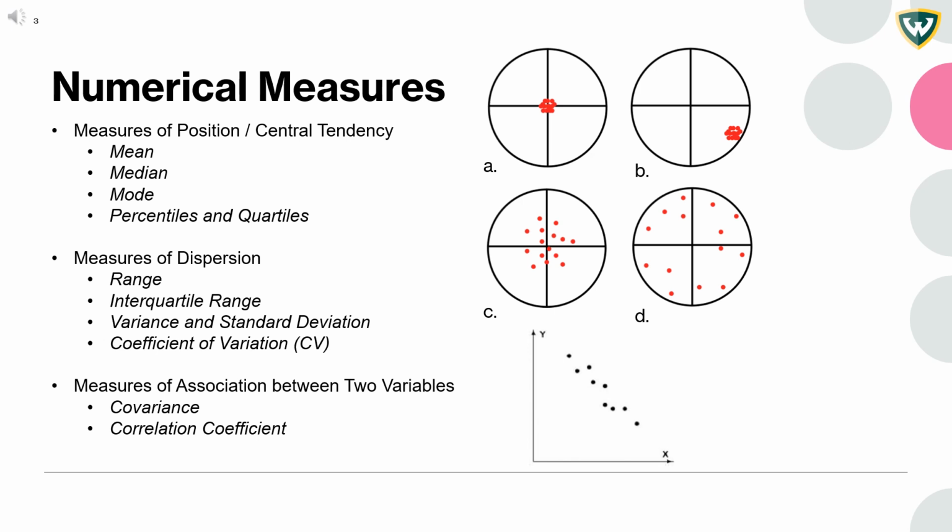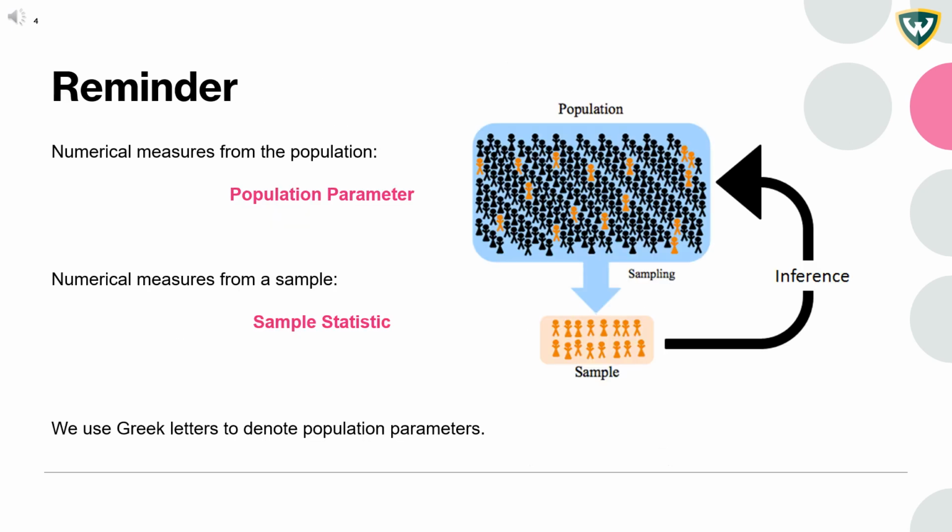Measures of association between two variables, covariance and correlation coefficients, describe the strength and direction of a relationship between them, helping us understand if changes in one variable are related to changes in another. Together, these measures provide a comprehensive summary of the data's central behavior, spread, and relative positions, essential for understanding patterns and making comparisons.